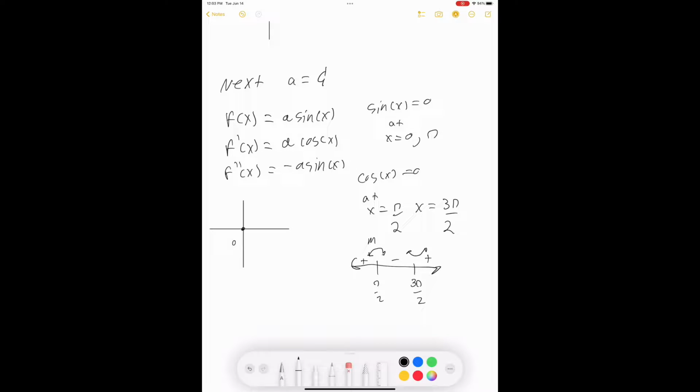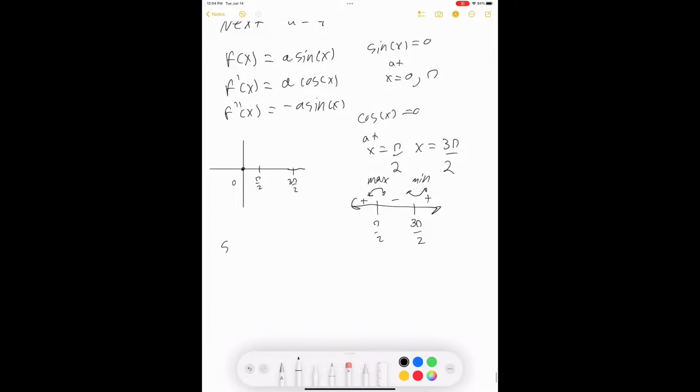And now I think we're about ready to draw the function. However, it's important to realize that when we plug in pi over 2 and 3 pi over 2 into our function, we're going to come out with a and negative a. So after we understand that, we'll just get a sine function that has an amplitude of a. So I'll just let that run out.